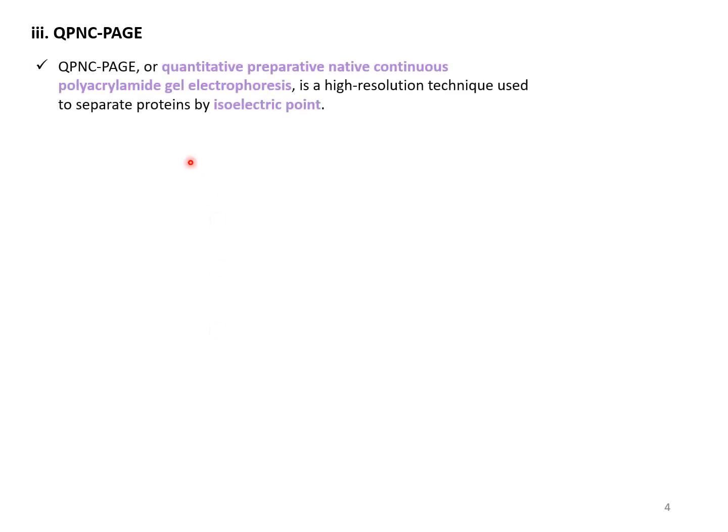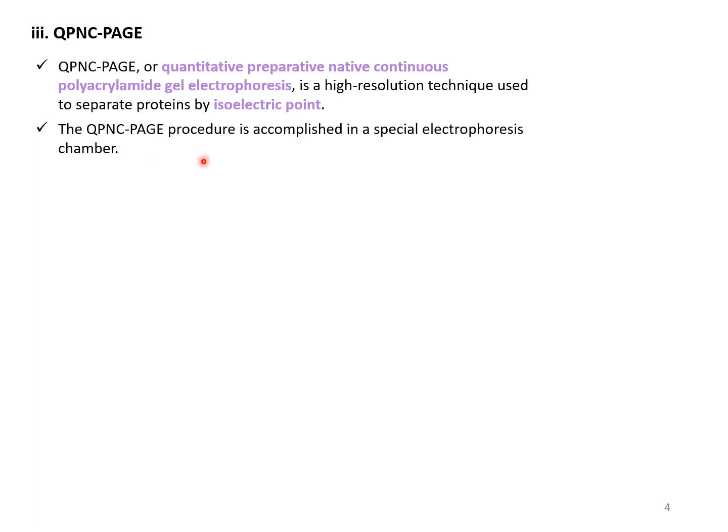There is another kind of PAGE which is known as QPNC PAGE. Now, QPNC PAGE or quantitative preparative native continuous polyacrylamide gel electrophoresis is a high resolution technique which is used to separate proteins by their isoelectric point. Now, what is the isoelectric point of a protein? The isoelectric point of a protein is that particular pH at which the protein has a net charge of 0. And we will be discussing this in detail in the coming slides.